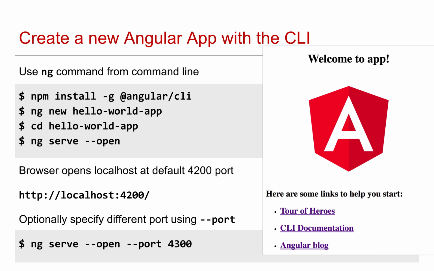You can change the port if you don't want to use 4200. You can set it as an argument, 4300 or whatever. Okay. All right.